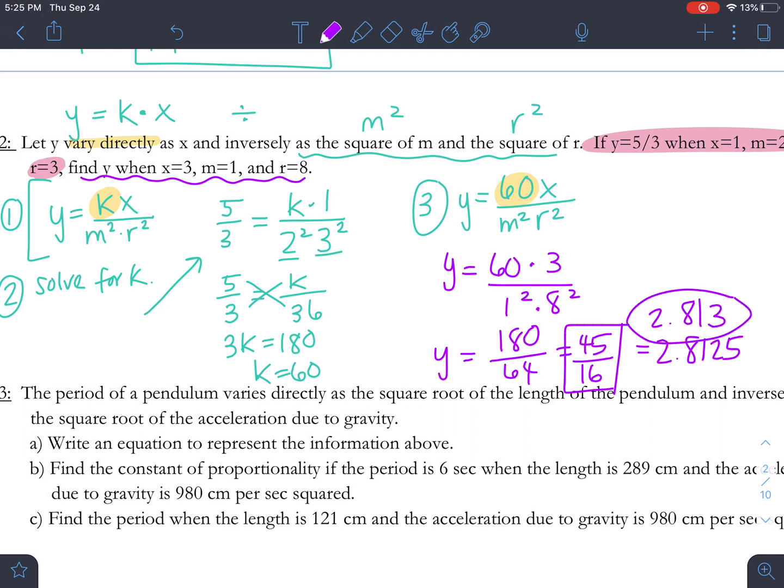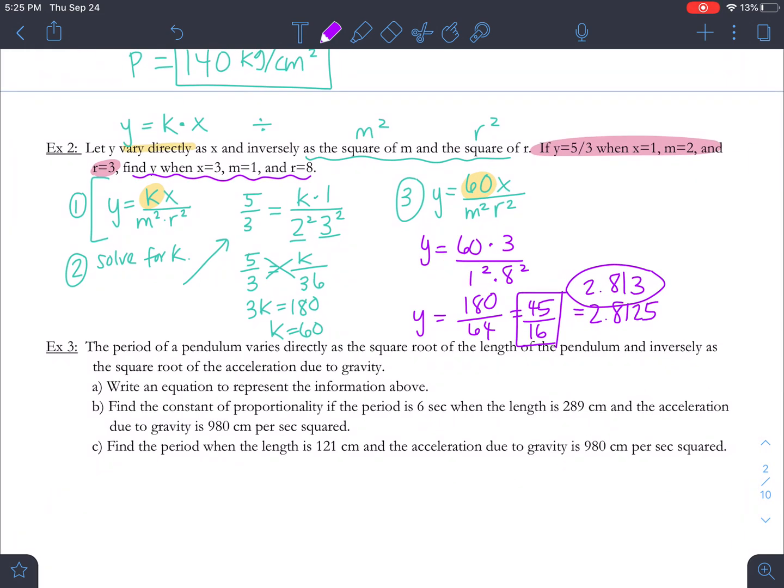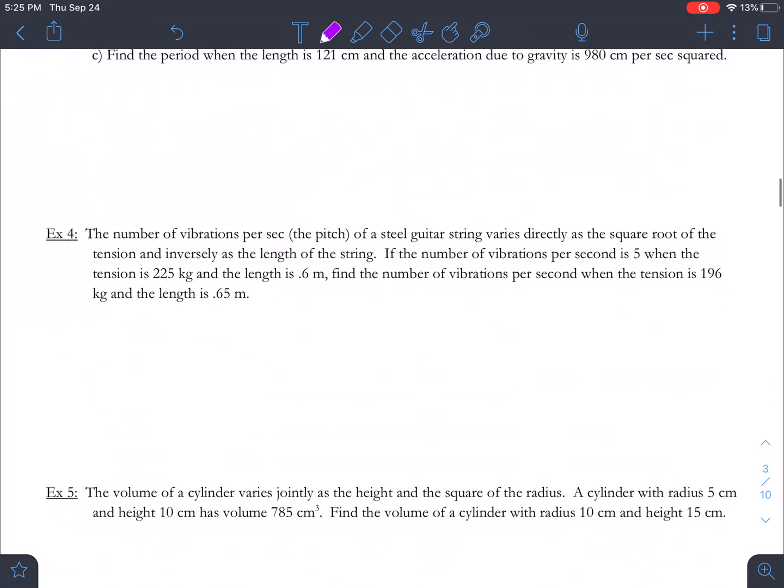Okay, so again, think about that process. Write the equation, solve for k, plug k in, and solve for a different variable. So let's do that same exact thing. We're actually going to save number 3. We're going to try out number 4 and 5 here. So if you guys want to scan down to 4 and 5, let's see what's going on.